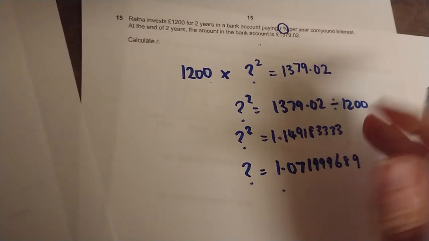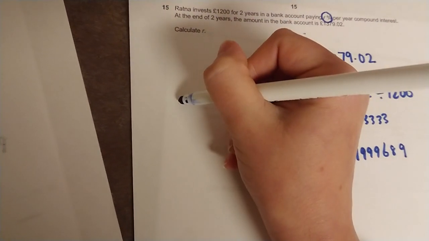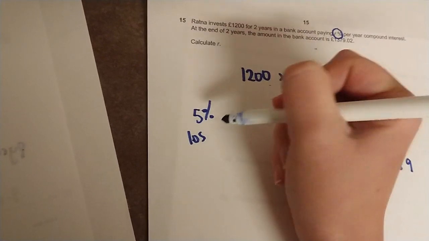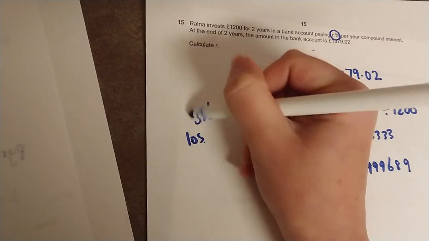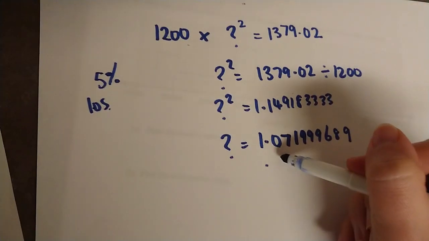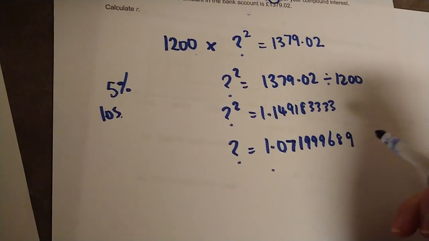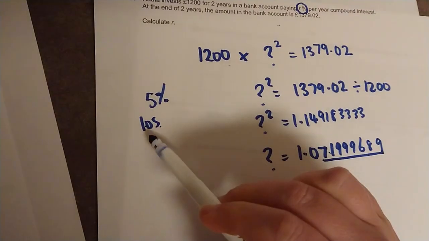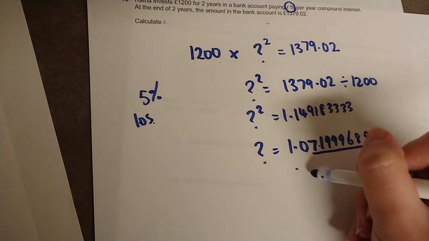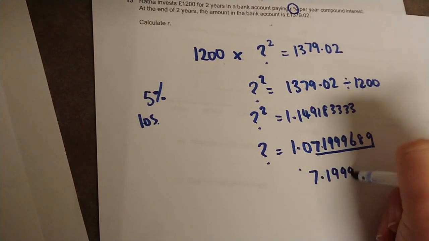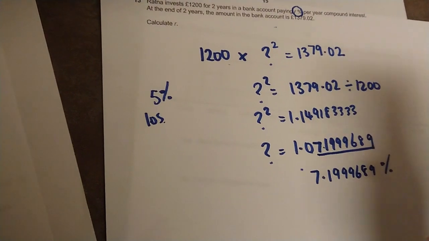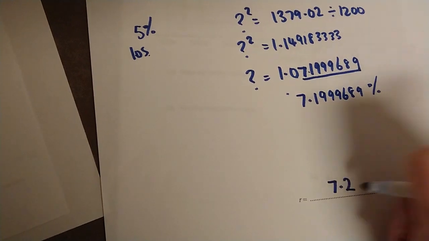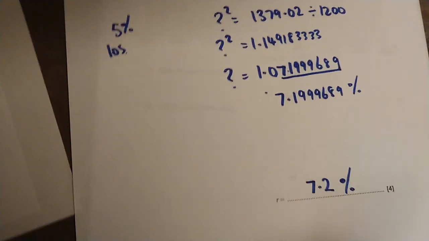So remember, when we do multipliers, I'm just going to do a little bit over here. If you're increasing it by 5%, remember that makes it 105%, which is 1.05. So 1.05 would be a 5% increase. So if I've got 1.071999689, it's this part here that's telling me what the percentage is. So if that was 5%, this is going to be a 7.1999689% increase. It doesn't say how to round it, so I'm going to say that is 7.2 because that's nice and easy to round that to.